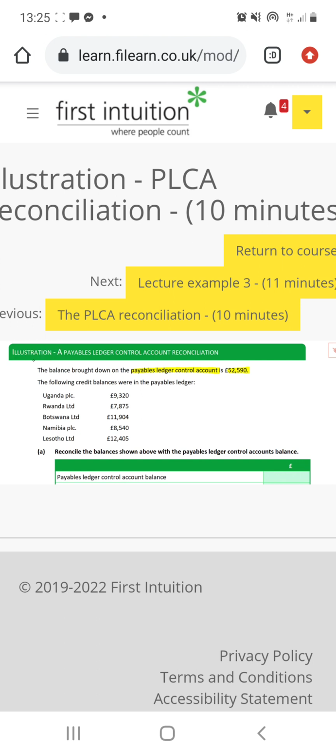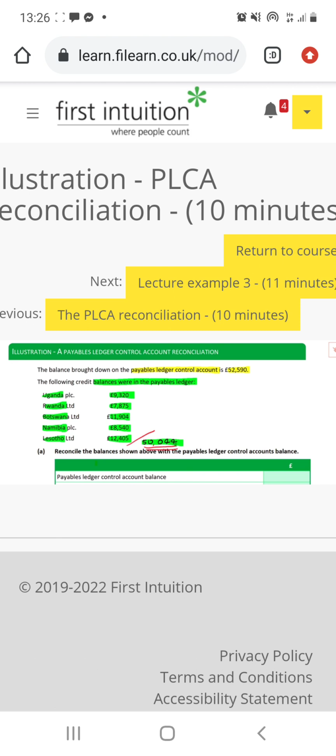Now, if we look at the balances that are sat within the payables ledger, that list of individual supplier accounts, we get the following: Uganda, Rwanda, Botswana, Namibia, Lesotho. They are the individual amounts that they all own. If I total that little lot up, that comes to £50,044.